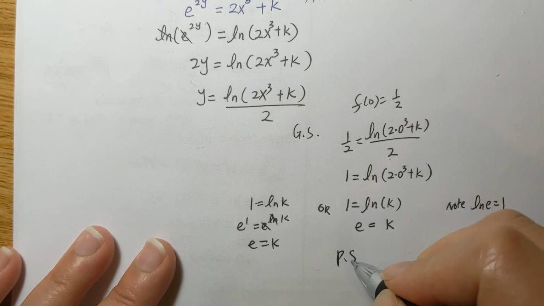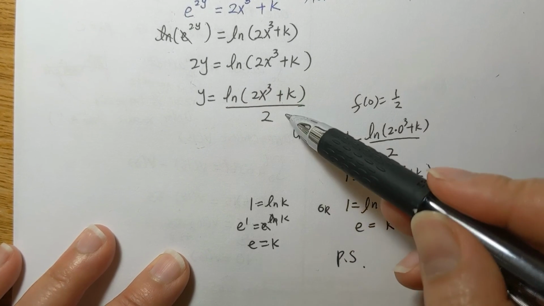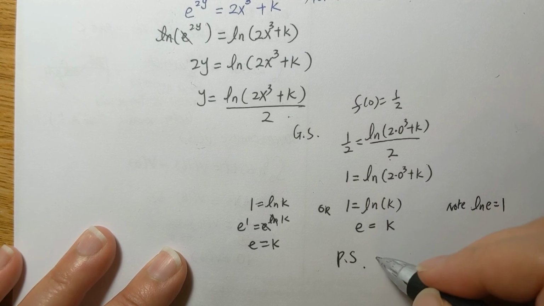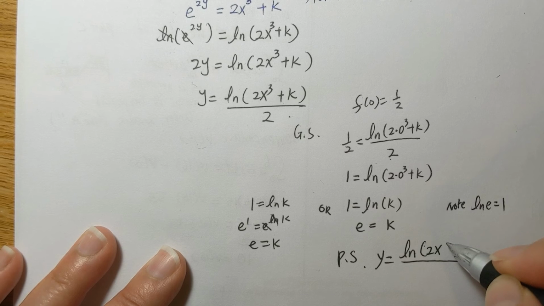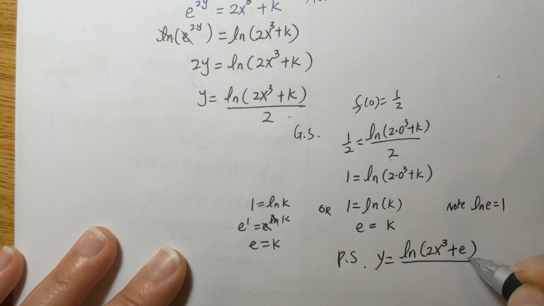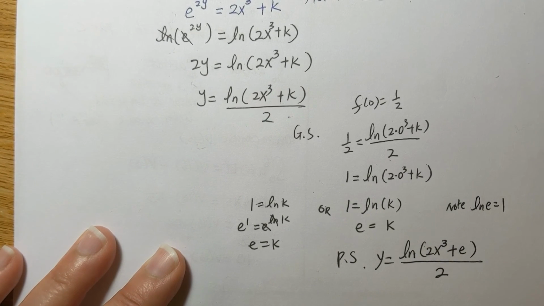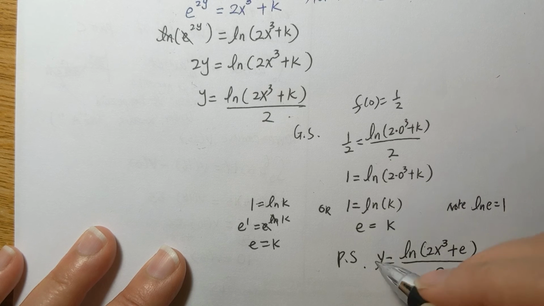So now the particular solution. So we go back over here, we get this. So we get y equals ln of 2x cubed plus e, and then divide by 2. So we finished the question, so that is the answer.